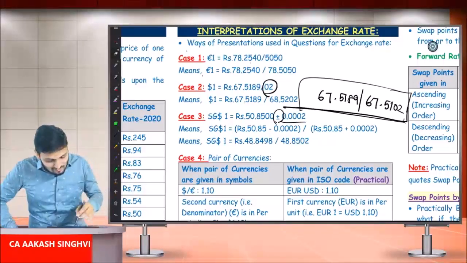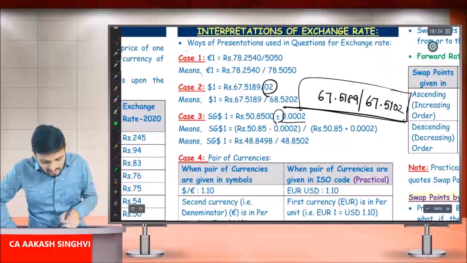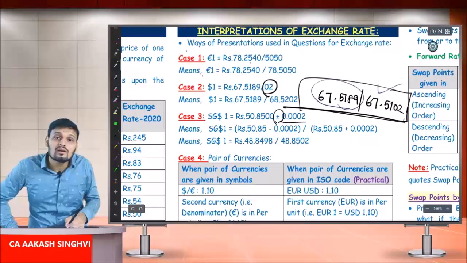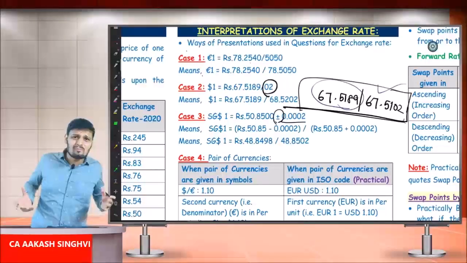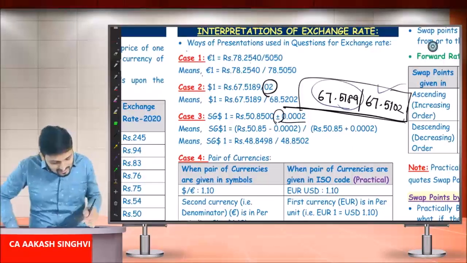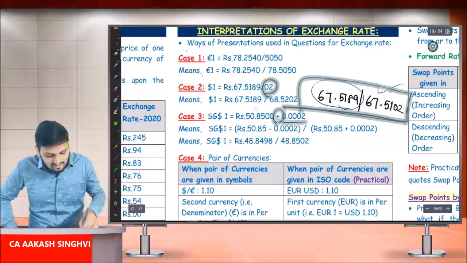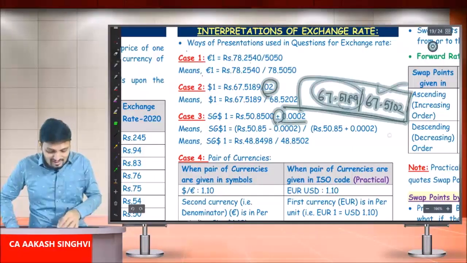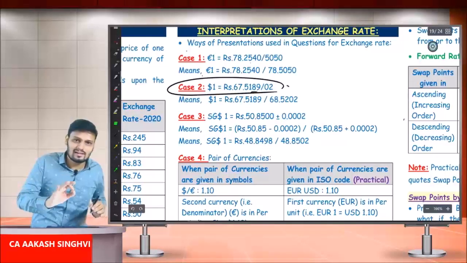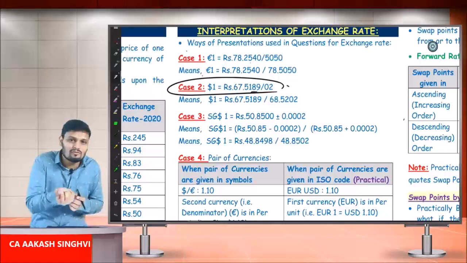Okay, so why can we not do it like this? Because here the bid rate becomes higher than the ask rate. Never possible. Why will a bank buy at a higher rate and sell at a lower rate? That is the reason for what we have done. In fact, what ICAI has done is something that generally cannot happen practically. In practical life, a bank will not give you this kind of quotation.